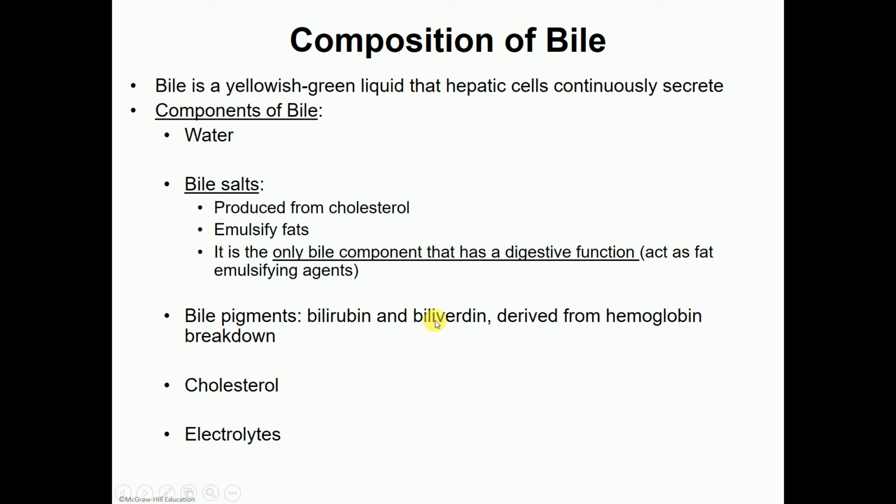It gives the bile its greenish discoloration, and then when these two pigments reach the small intestine and the large intestine, they change through bacteria into stercobilin and stercobilinogen and so on, and that gives the feces their very characteristic brownish color. Cholesterol and electrolytes are also composition of bile.